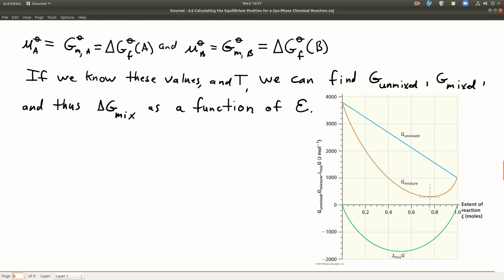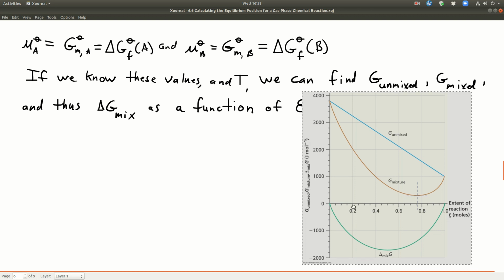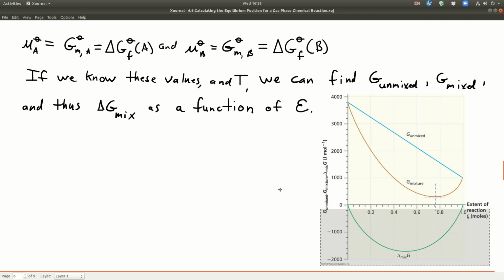Now, if we look at this graph, this is from your textbook. They picked some specific values. It doesn't really matter what they were. This blue line is Gibbs energy of the unmixed. This gold line is the Gibbs energy of the mixture, and we see that there's a minimum here. That's where the minimum of the Gibbs energy of the mixture is, which is where the derivative is equal to 0.